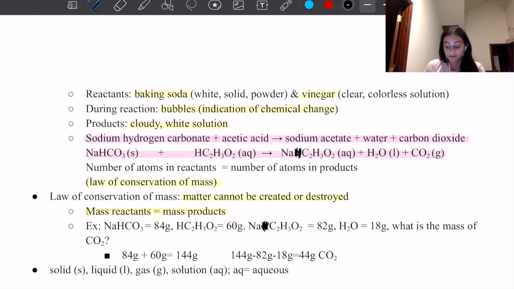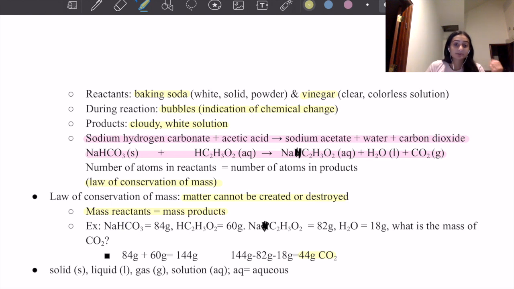So we can subtract 82 and 18, which is what we already have on the products, from 144, which we know is going to be the total mass of the products because we got it on the reactants, and we get 44 grams of CO2. So that shows the law of conservation of mass in full force. You will always have the same mass on both the reactants and the product side.